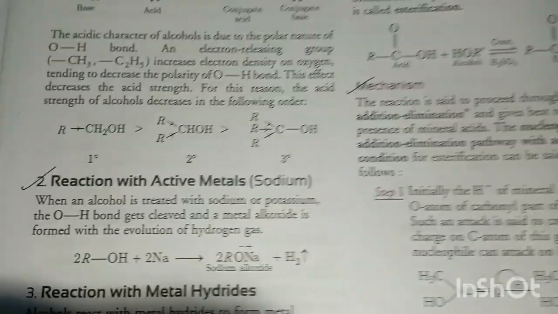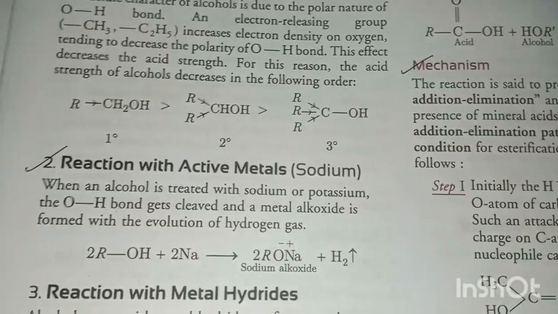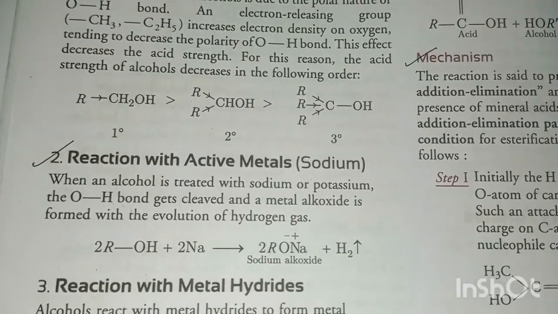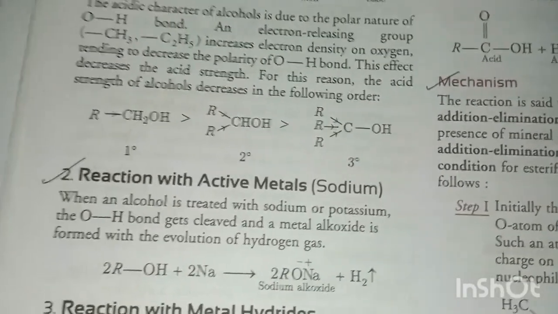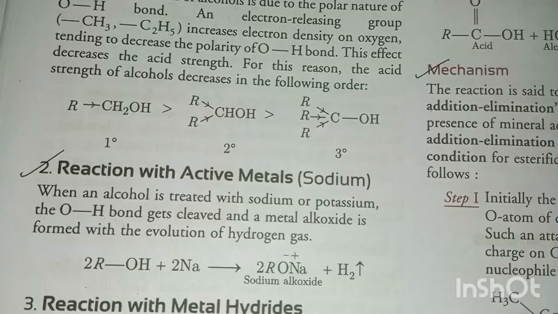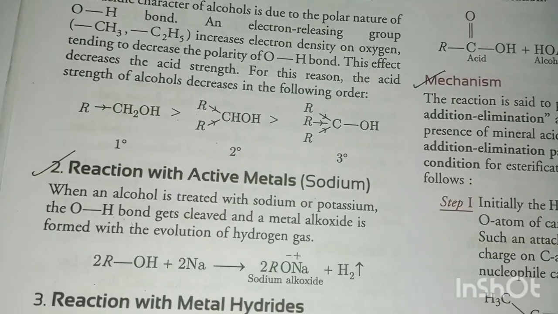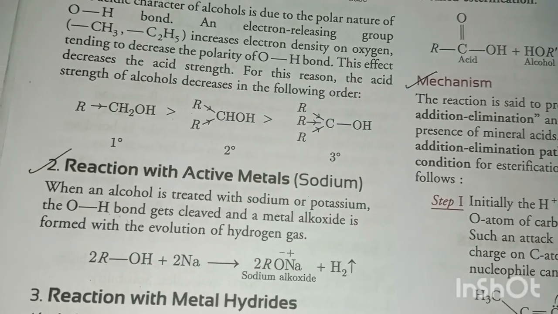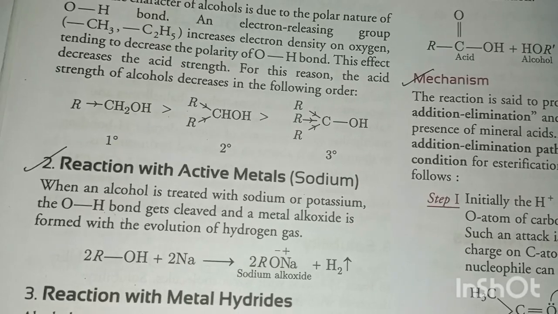Now, reaction with active metals or sodium. When an alcohol is treated with sodium or potassium, the OH bond cleavage takes place, and a metal alkoxide is formed. Now what is a metal alkoxide? This RO minus Na plus is the sodium alkoxide. Simply, RO minus K plus is the potassium alkoxide.